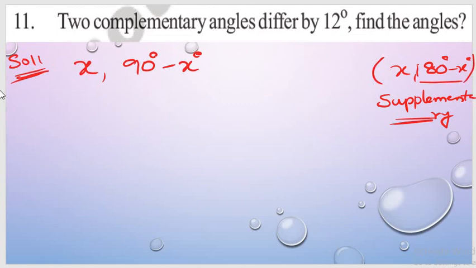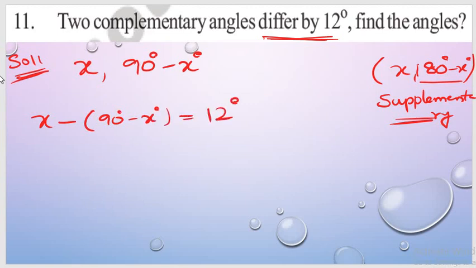Since here we have complementary angles, now what he has given: those two angles differ by 12 degrees. So that means the difference of these two angles is 12 degrees. Difference means I need to take minus. So x minus (90 minus x) is equal to 12 degrees.